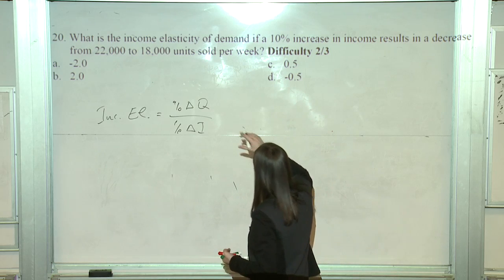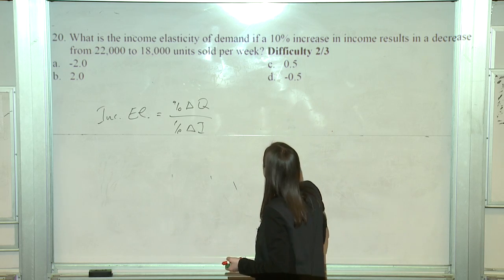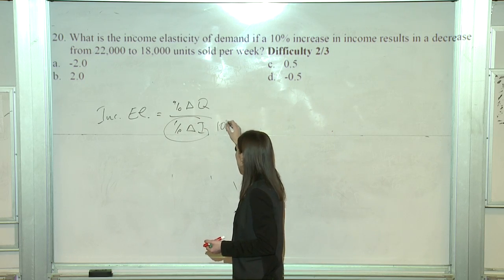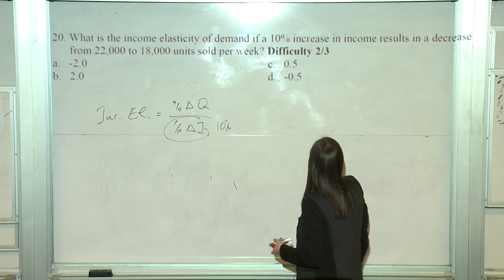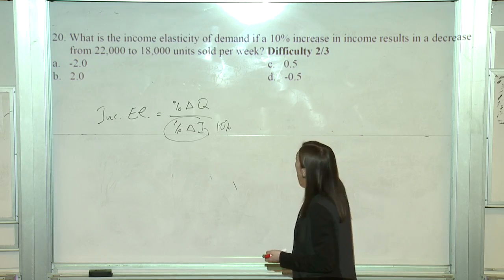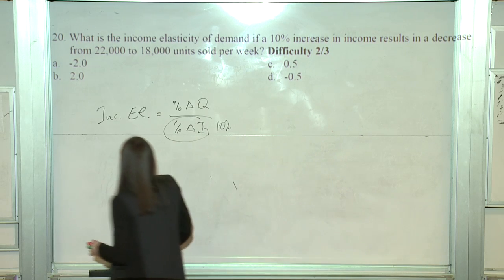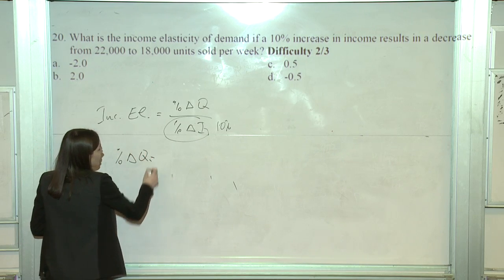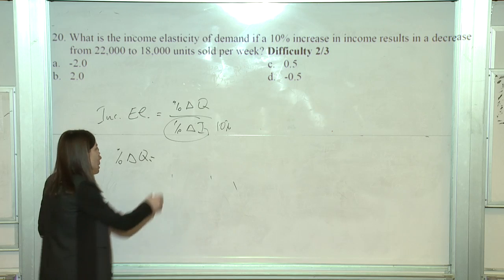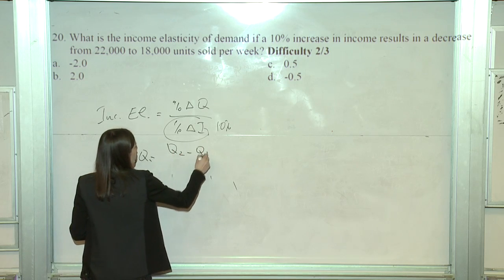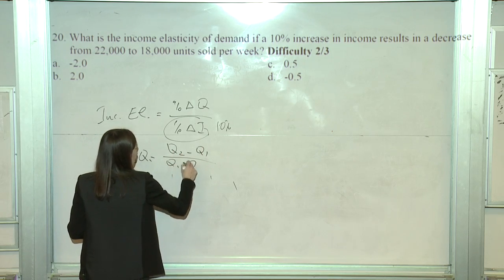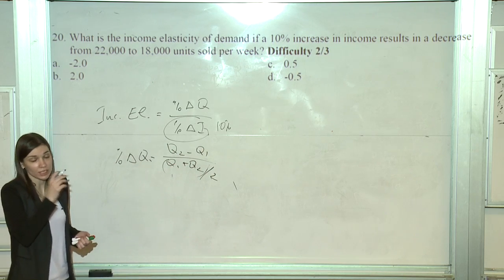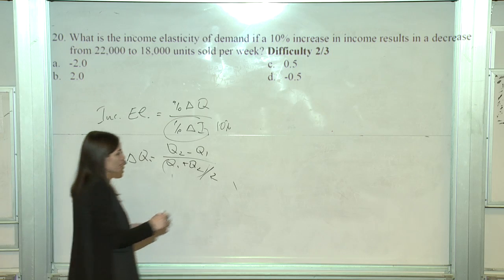What we know is that there's a 10% increase in income, right? So our denominator would be 10. And there's a decrease in quantity from 22 to 18. So I need to find the percentage change in quantity. And again, using the midpoint formula, that will be Q2 minus Q1 divided by (Q1 plus Q2) over 2, the change in quantity divided by the average quantity.